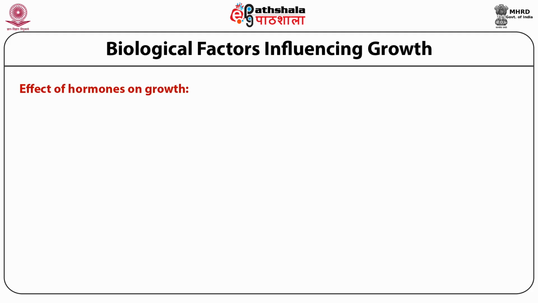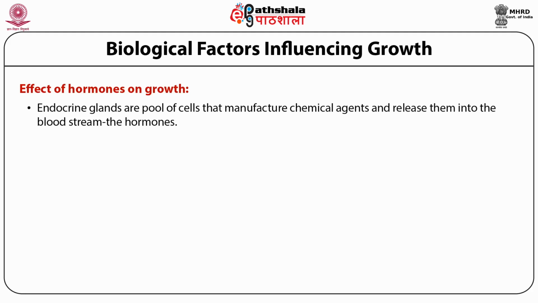Effect of hormones on growth. Endocrine glands are a pool of cells that manufacture chemical agents, the hormones, and release them into the bloodstream. The endocrine system is one of the chief agents for translating the instructions of the gene into the reality of adult form at the pace and with the result permitted by the available environment.